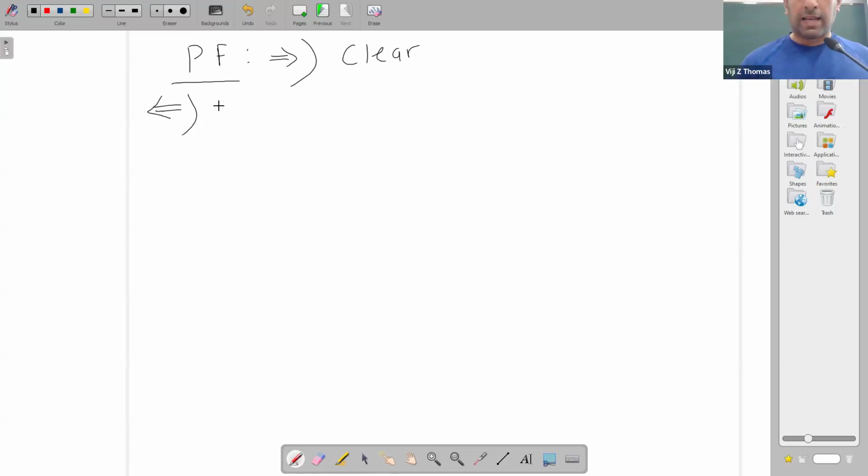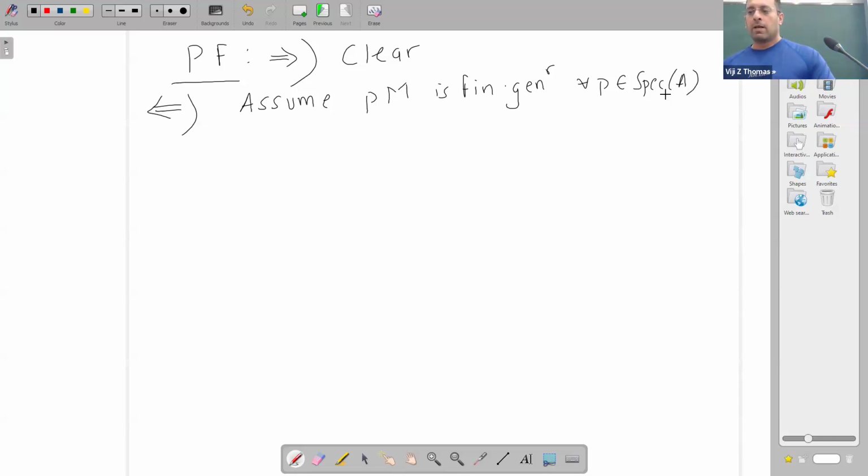So let's assume PM is finitely generated. This is what we are assuming. But M is not finitely generated, not Noetherian. So we assume PM is finitely generated, but M is not a Noetherian A module.